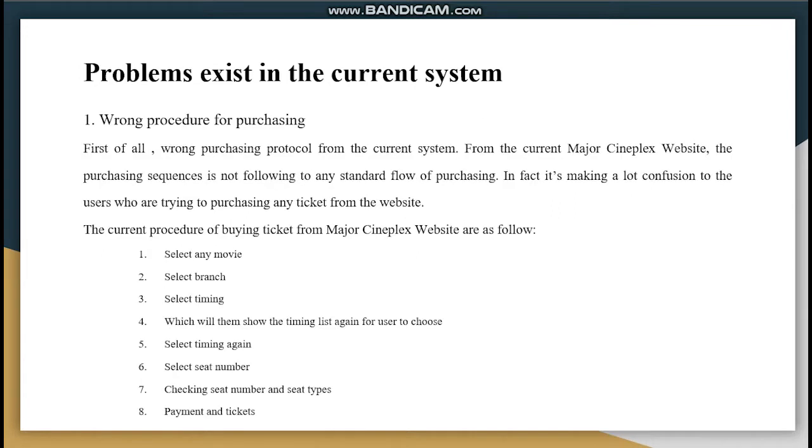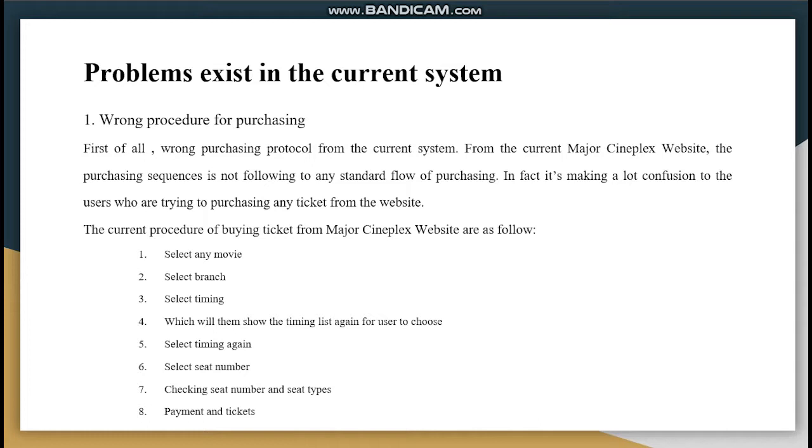Another problem is the wrong procedure for purchasing. First of all, the current system has a wrong purchasing protocol. On the Major Cineplex website, the purchasing sequence does not follow any standard purchasing flow. In fact, it creates a lot of confusion for users who are trying to purchase a ticket from the website. The current procedure of buying a ticket from the Major Cineplex website is as follows.